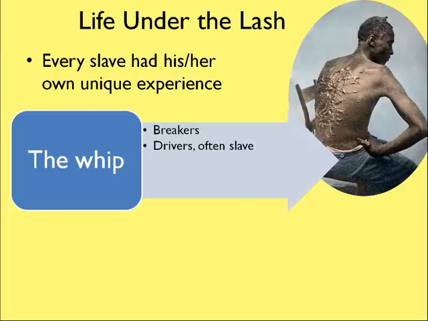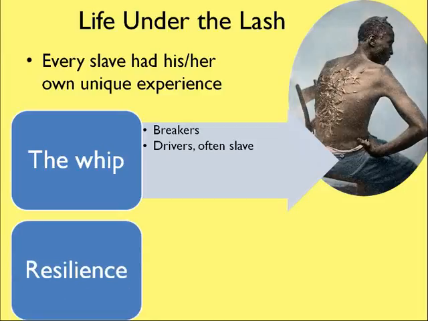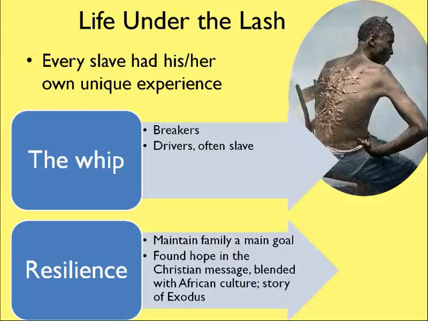And it might not just be a whip. It could be through sexual violence against males. It was not unheard of, though we're not quite sure just how common that was. And the drivers are the ones in the fields who are making sure that you're keeping up a good pace, and it's often a slave who's doing this, and he can use this as an opportunity to gain more privilege, more power for himself. And then the resilience of the slaves, their main goal is to try to maintain the family, stay together, though that wasn't necessarily always possible.